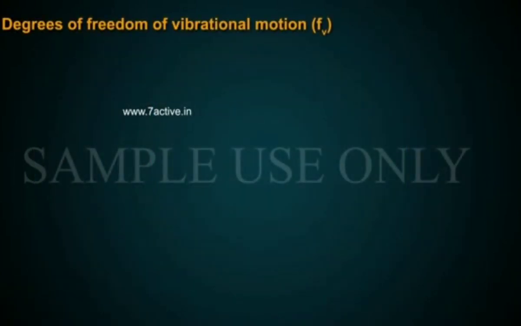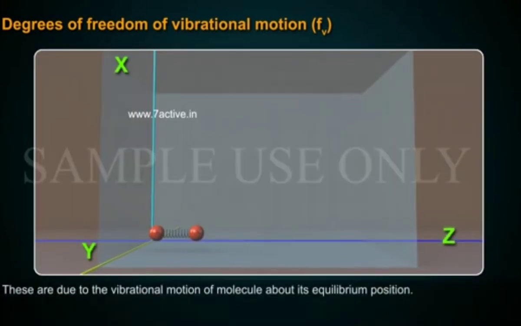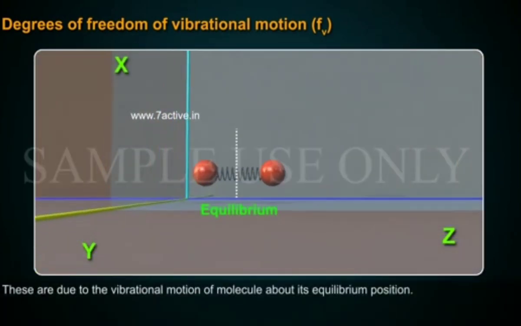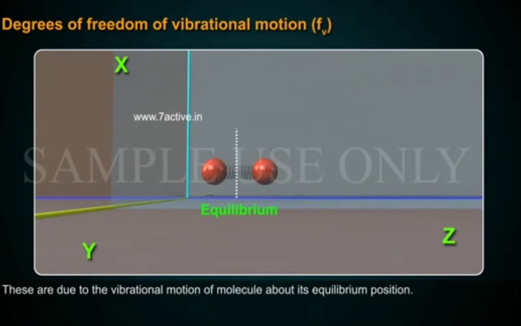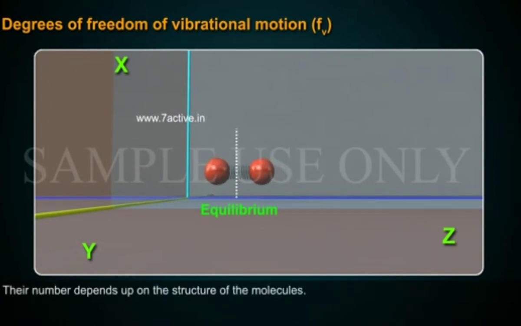Degrees of freedom of vibrational motion, Fv. These are due to the vibrational motion of molecule about its equilibrium position. The number depends upon the structure of the molecules.